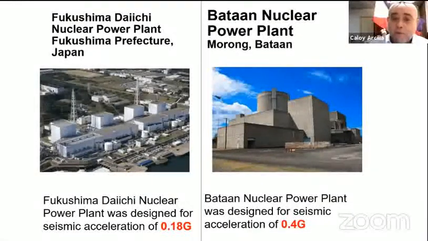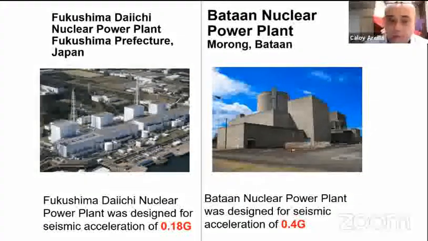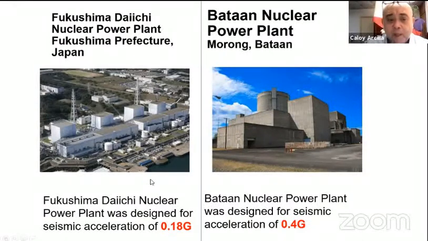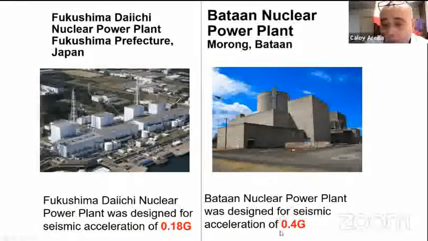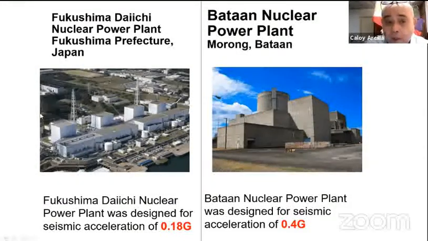Now let's talk about Fukushima, because Fukushima said, "Oh, let's operate. We have a lot of earthquakes here," and then Fukushima got destroyed. First, the Fukushima Daiichi nuclear power plant is the oldest nuclear plant in Japan, and its seismic acceleration for the building is 0.18 G, and BNPP is 0.4 G. So BNPP is actually about 3 times stronger than the Fukushima nuclear plant.